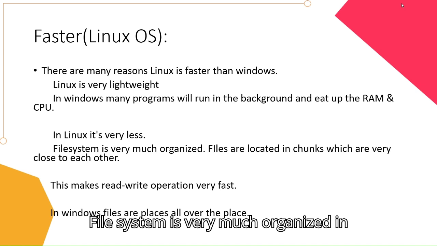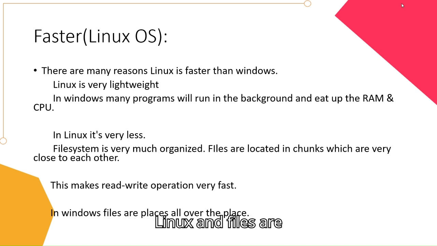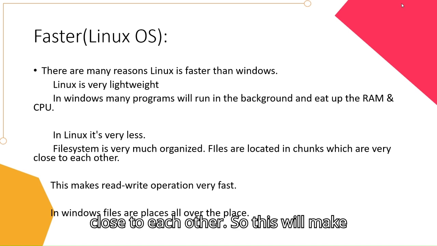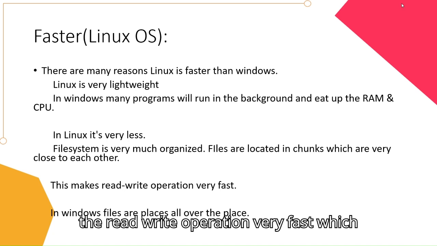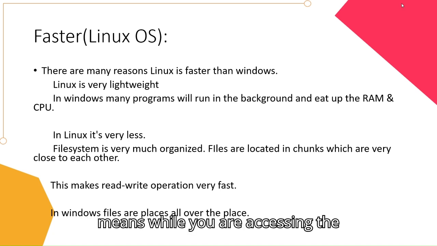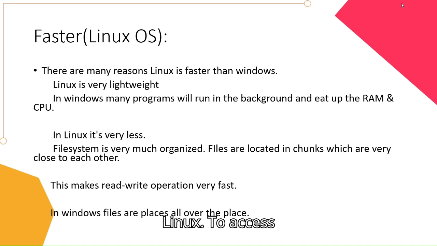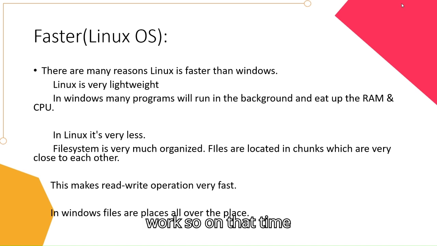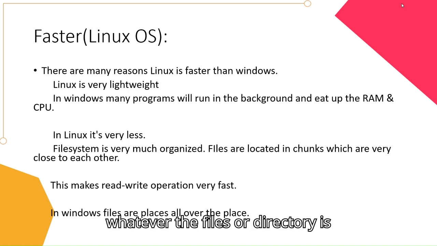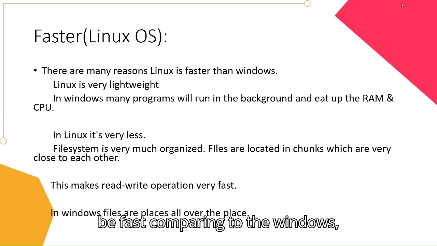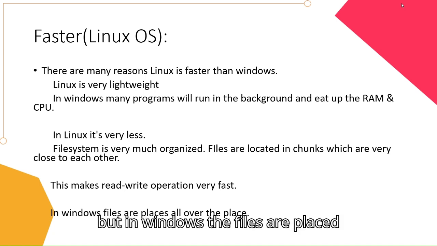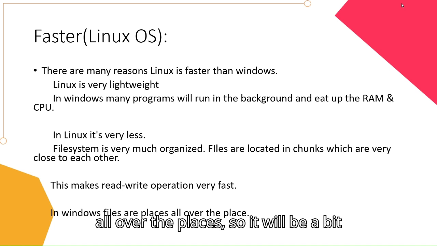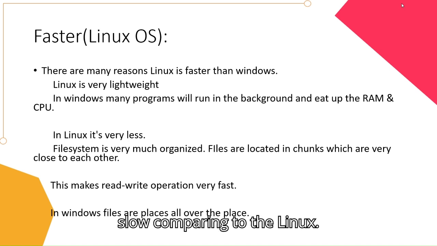The file system is very well organized in Linux, and files are located in chunks which are very close to each other. This makes read and write operations very fast, which means while you are accessing any files or directory or doing any work in Linux, whatever files or directory is accessed from the disk will be fast compared to Windows. But in Windows the files are placed all over the place, so it will be a bit slower compared to Linux.